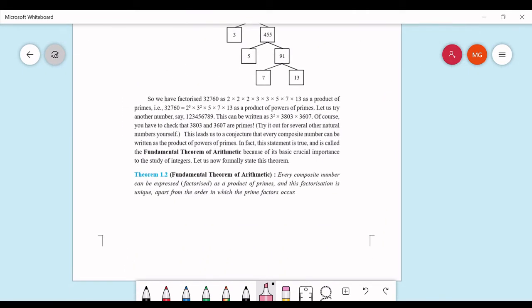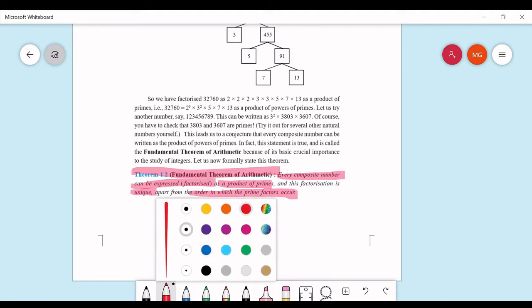See, this is Theorem 1.2, the fundamental theorem of arithmetic. The statement says every composite number can be expressed, factorized, as a product of primes, and this factorization is unique apart from the order in which the prime factors occur. Don't get confused by so many scientific words. This is very simple.